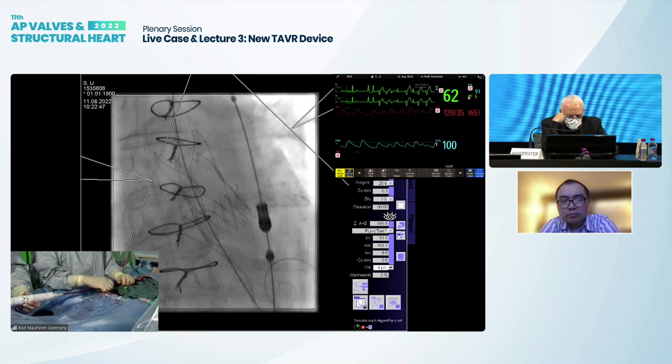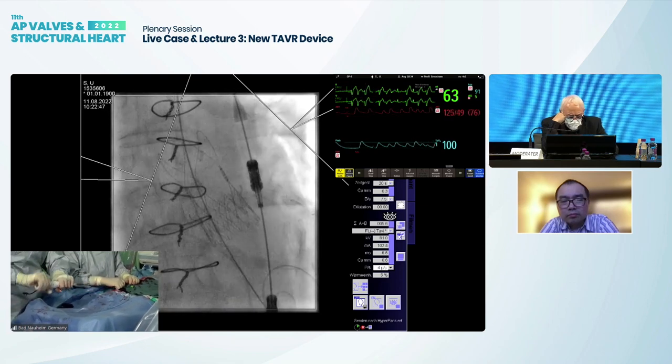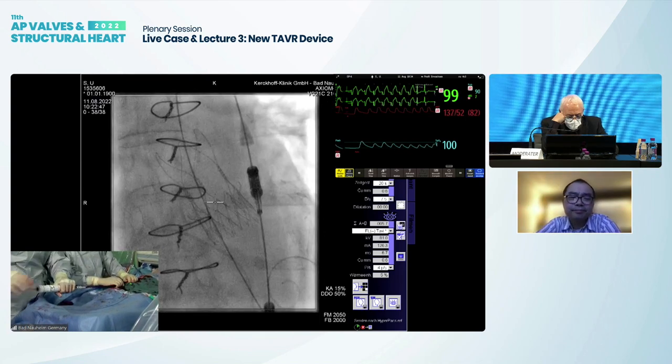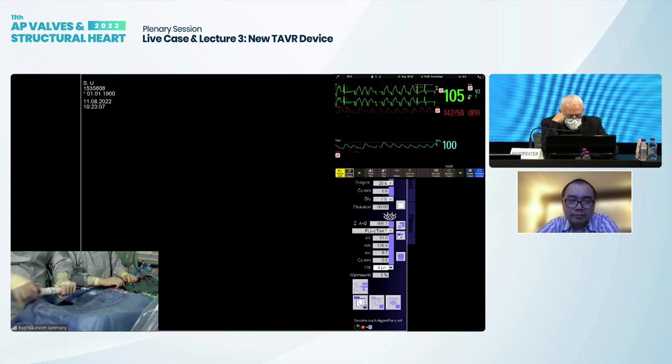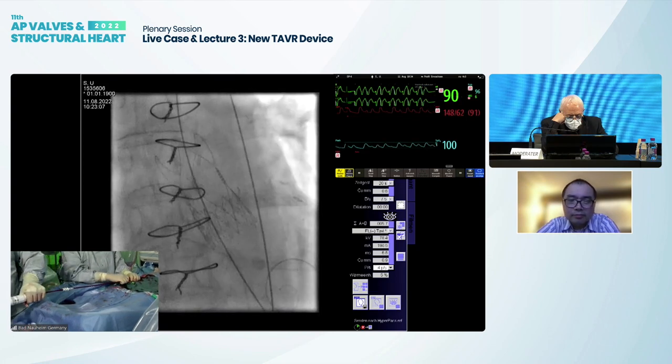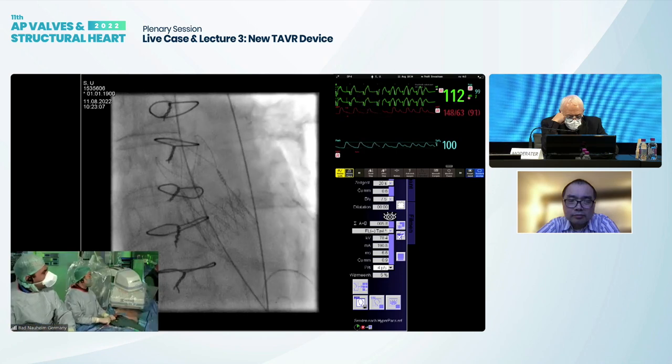I think it's just temporarily. So we retrieve the system, which has been very easy. We close knob one and two, and now can retrieve the system. And you can see that the patient has been completely stable.